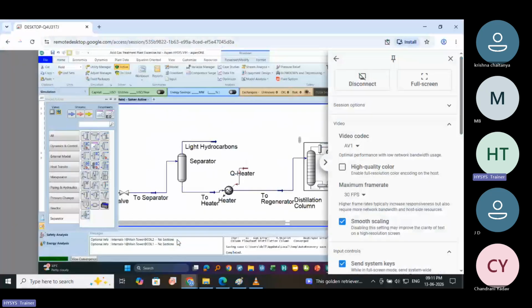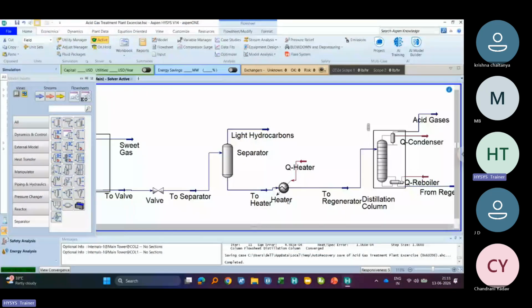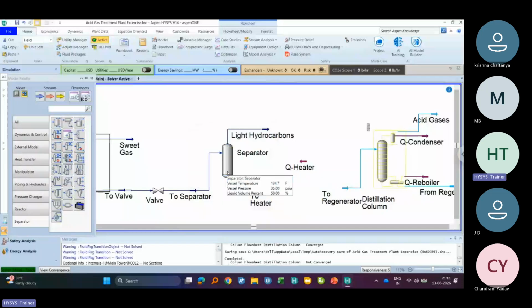Now what we will do, the first part, is we will remove this heater. We'll select this heater and delete it. We want to delete heater? Yes. Whenever you delete any equipment, please make sure that you delete all the associated streams which were associated with that deleted equipment. So here you can see that this energy stream was associated with the heater, but it was not deleted. It will not be deleted automatically. You need to delete it manually. Now I have deleted the heater and all the streams that were associated with that heater.